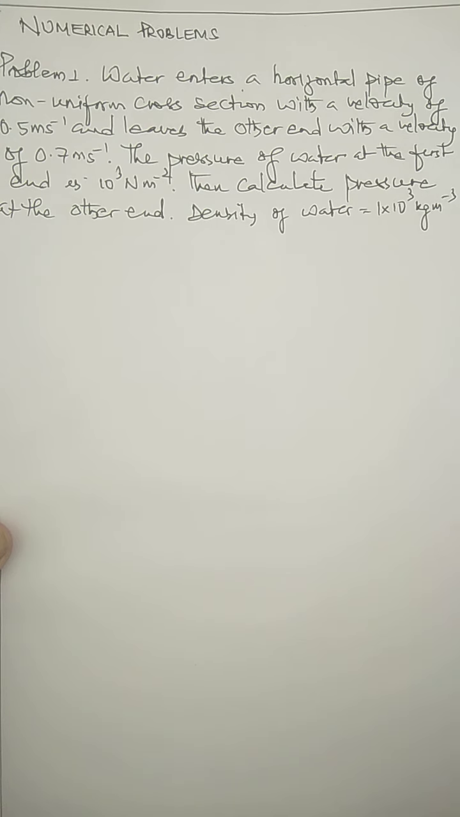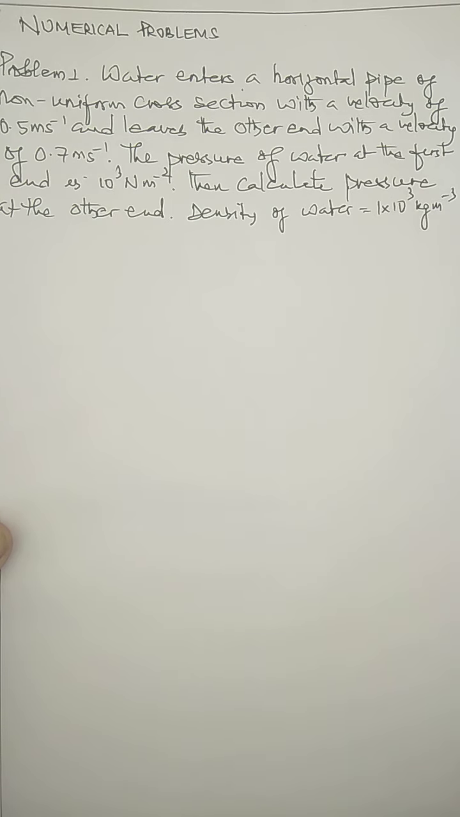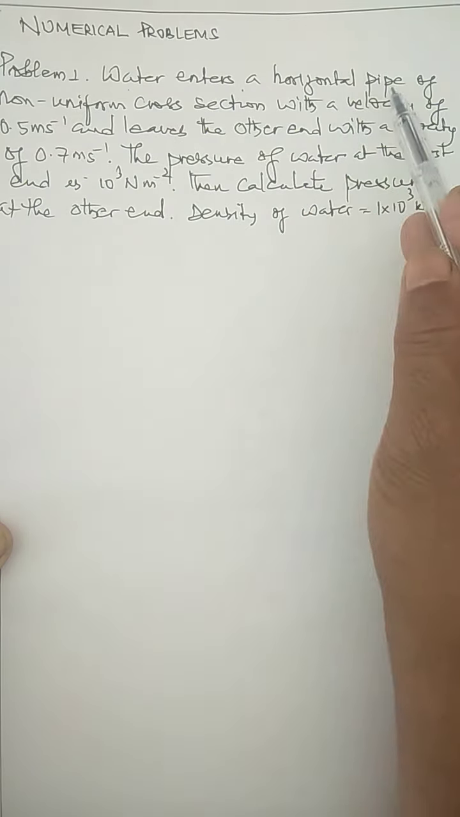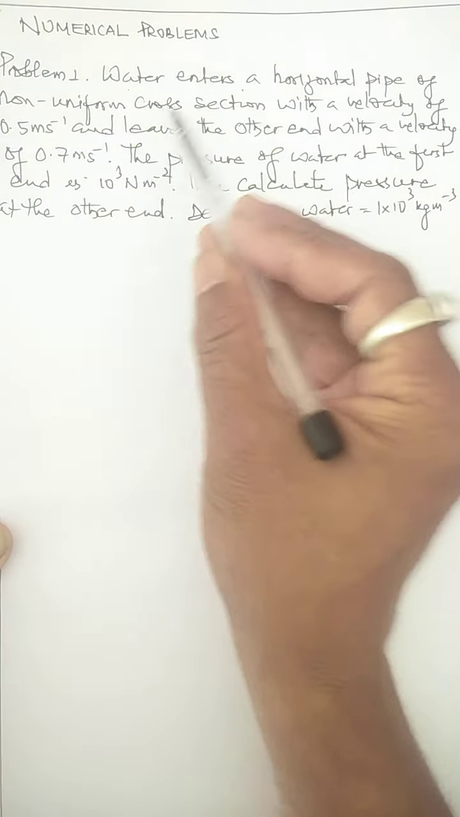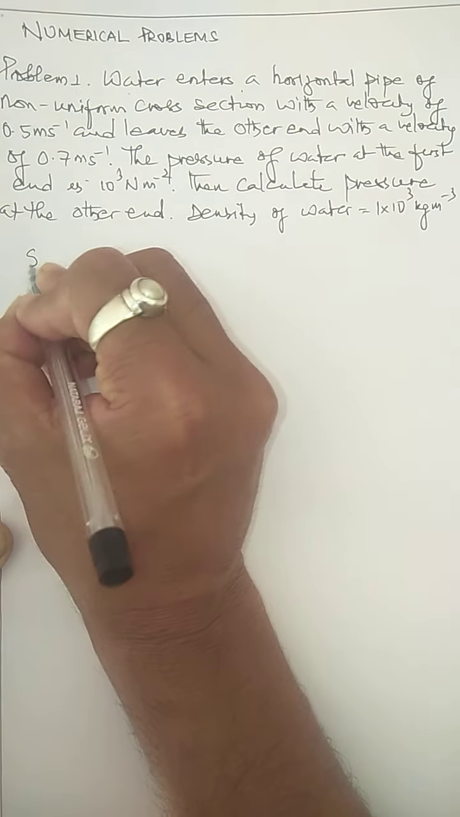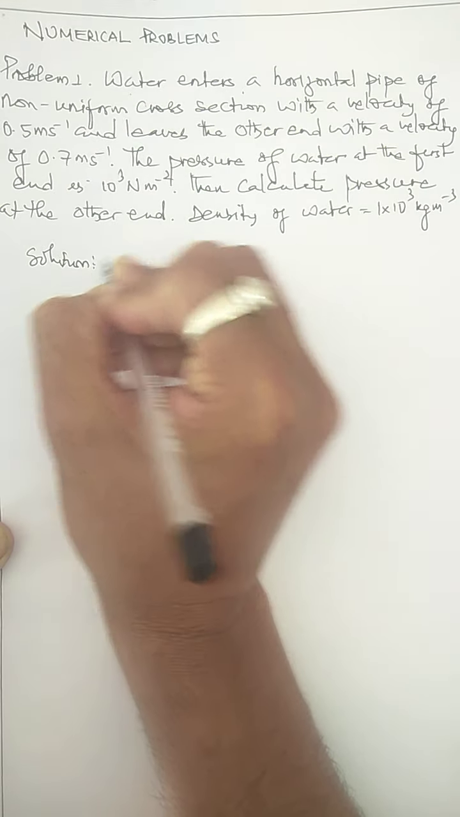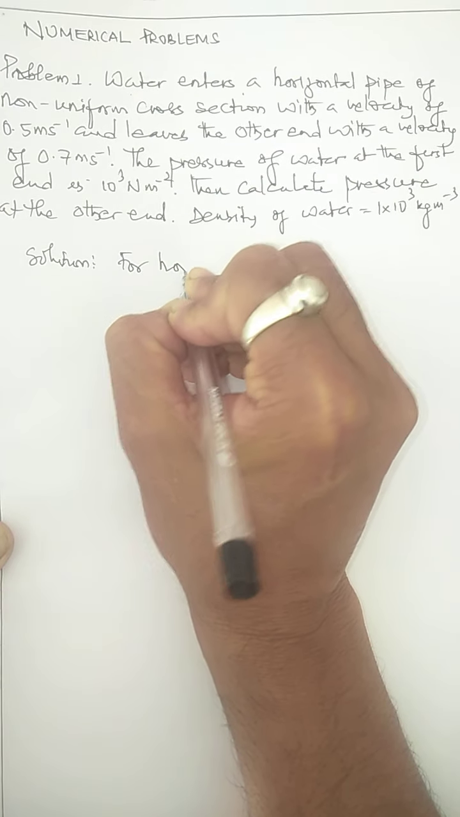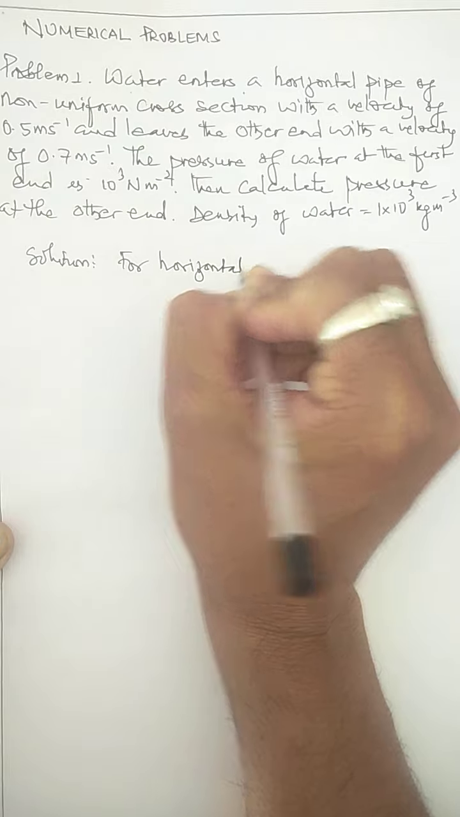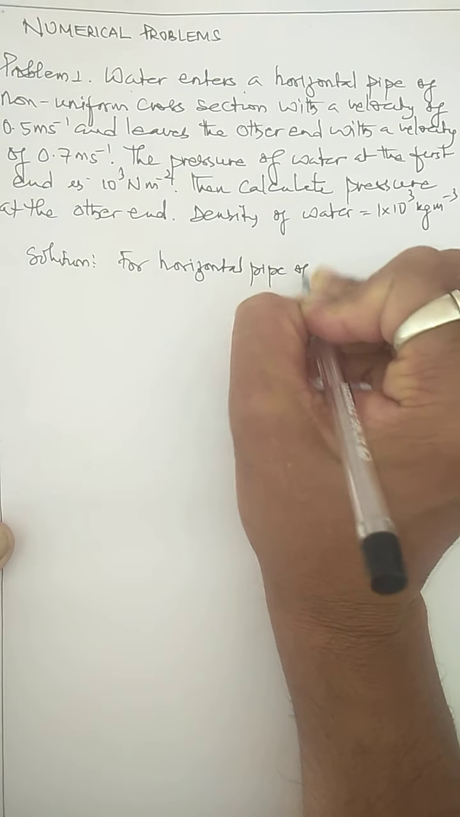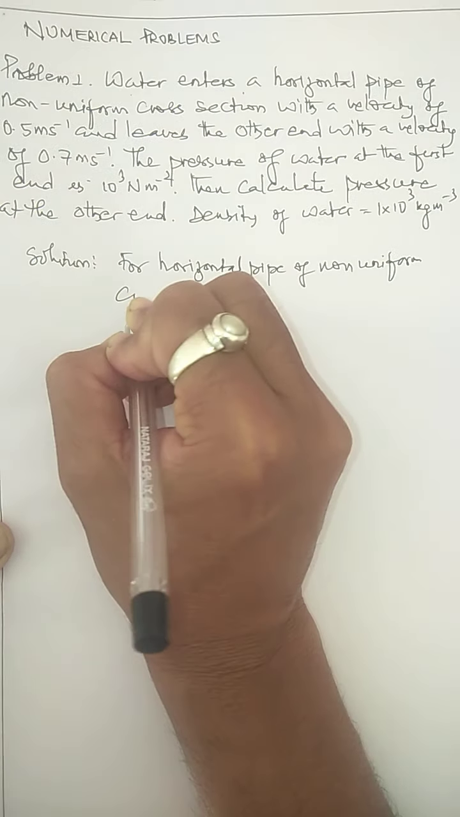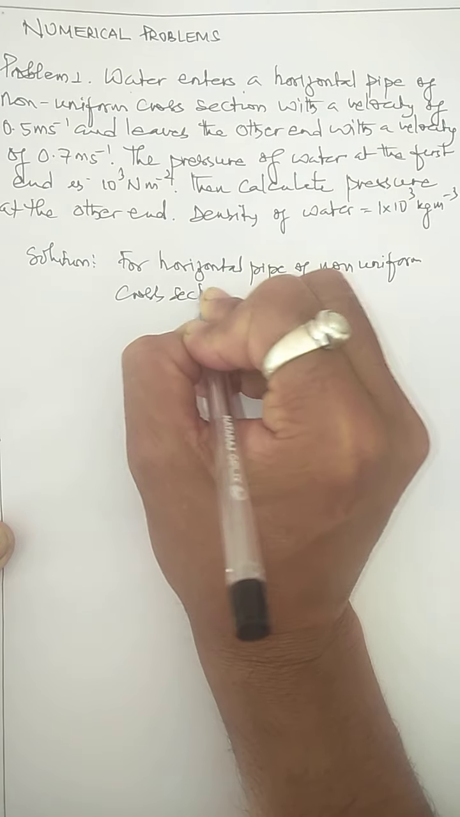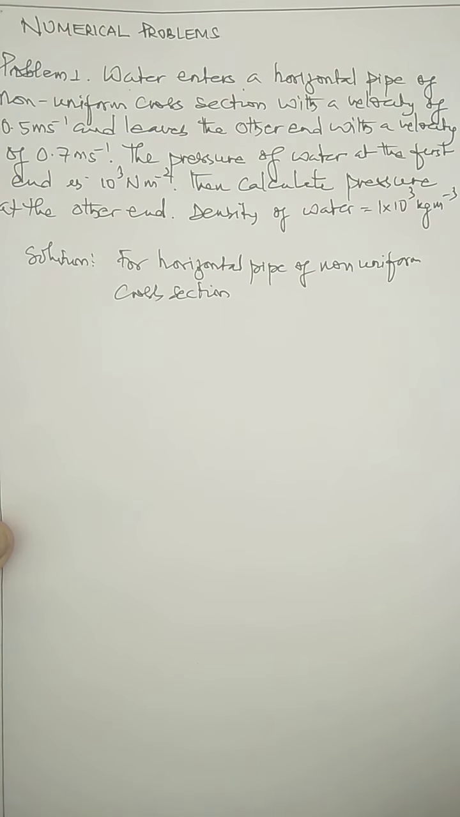Now this problem is based on one of the theorems that you learned in the last class also, that is called Bernoulli's theorem. The problem says that water enters a horizontal pipe. So what type of pipe is there? Horizontal pipe. And this pipe has non-uniform cross section. Let me start with the solution of this problem. For a horizontal pipe of non-uniform cross section, non-uniform cross section means having different area of cross section at the ends.